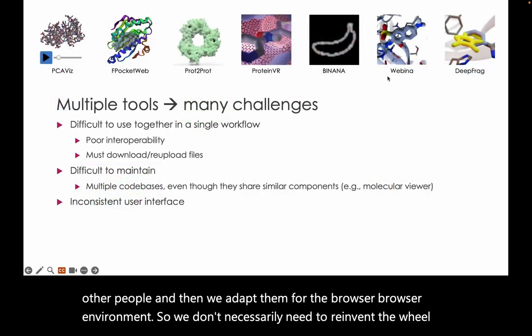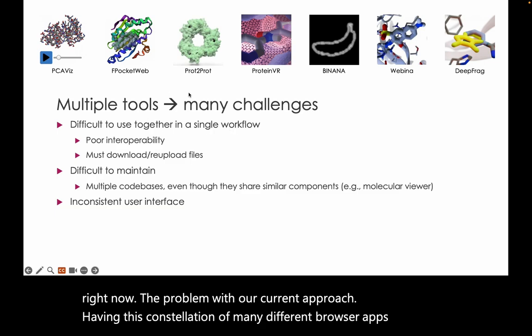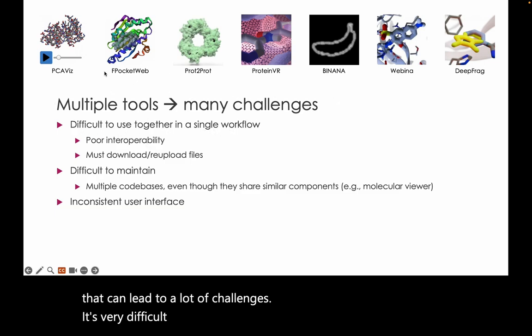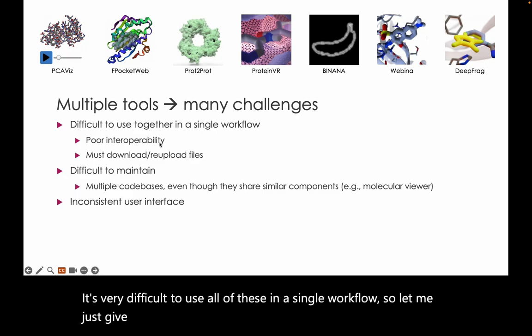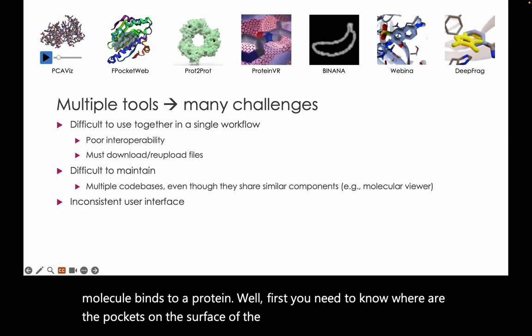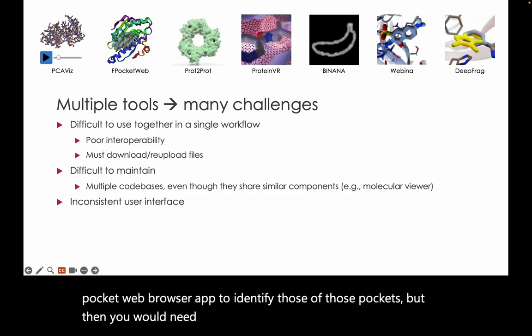Now, the problem with our current approach, having this constellation of many different browser apps, right, is that it can lead to a lot of challenges. It's very difficult to use all of these in a single workflow. So let me just give you an example. Say you want to predict how a small molecule binds to a protein. Well, first you need to know where the pockets on the surface of the protein are. And you could use our FPocket web browser app to identify those pockets. But then you would need to download or save the location of the pocket, right?